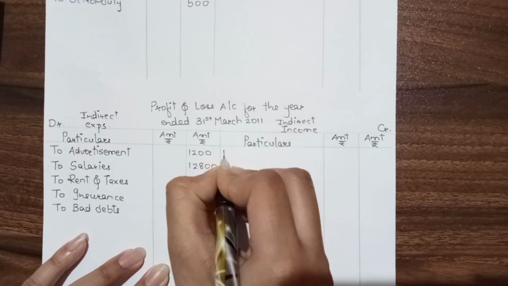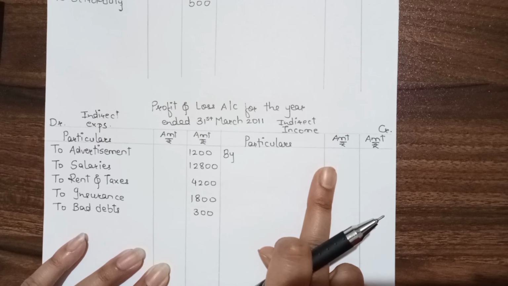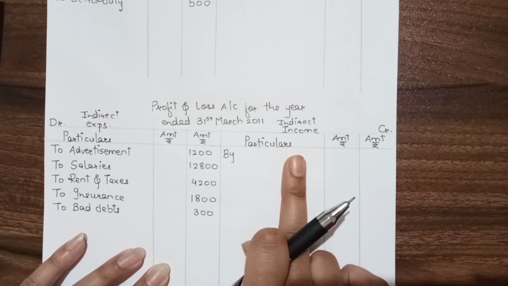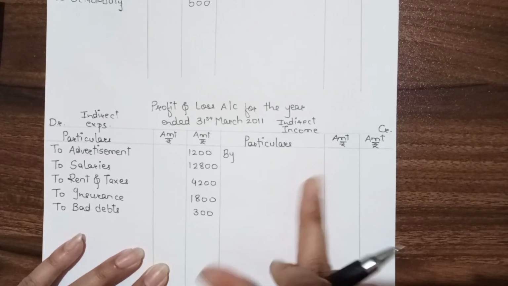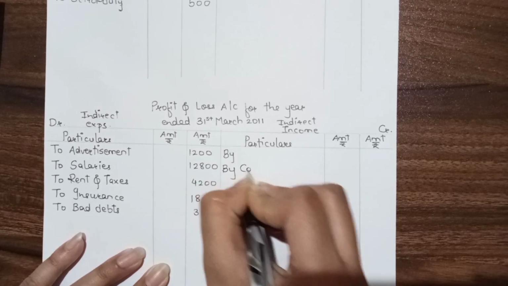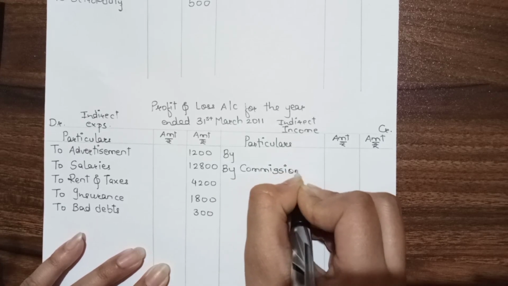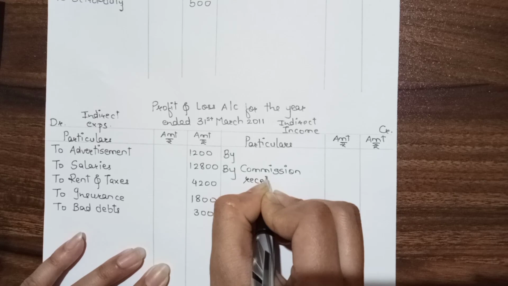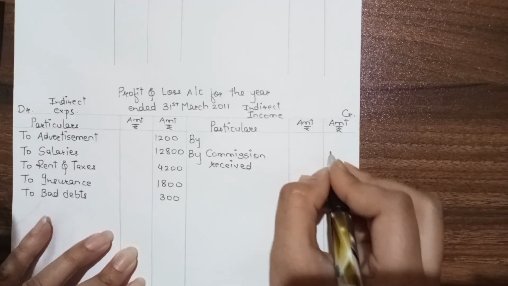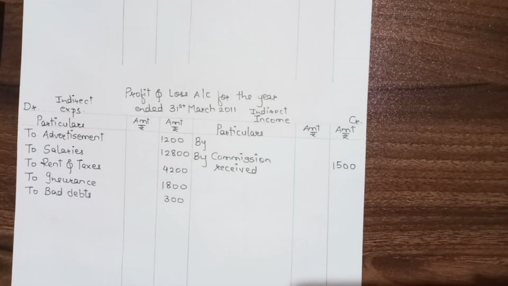By. Now here, the gross profit from the trading account will appear over here. So we are going to leave a space here and move on to the next line, where we will write down by commission received. How much is the amount? 1,500. Okay.